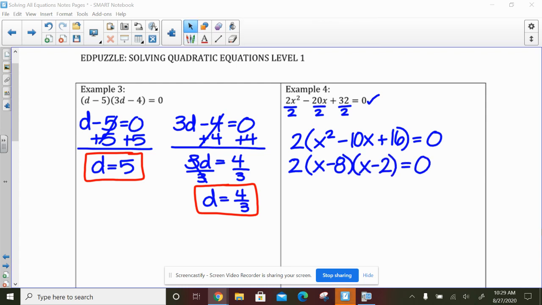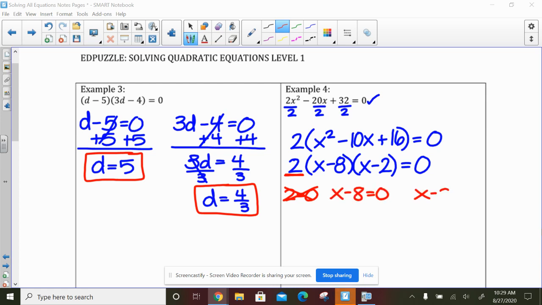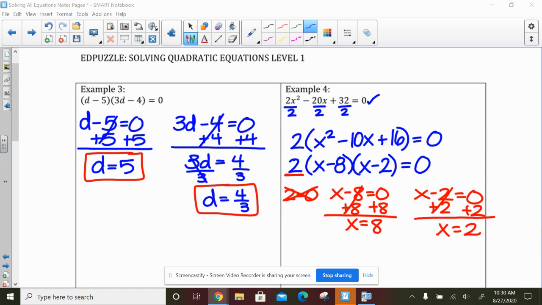Okay, and then I'm going to take each factor, set it equal to 0, and solve. Now, because this one does not have an x, if I do just 2 equals 0, it doesn't have an x, it's just not going to be there. So that is not going to give me a solution. Okay, x minus 8 equals 0, x minus 2 equals 0. So I can add 8 to both sides, x equals 8, add 2 to both sides here, and x equals 2. So your solutions to this one would be x equals 8 and x equals 2.